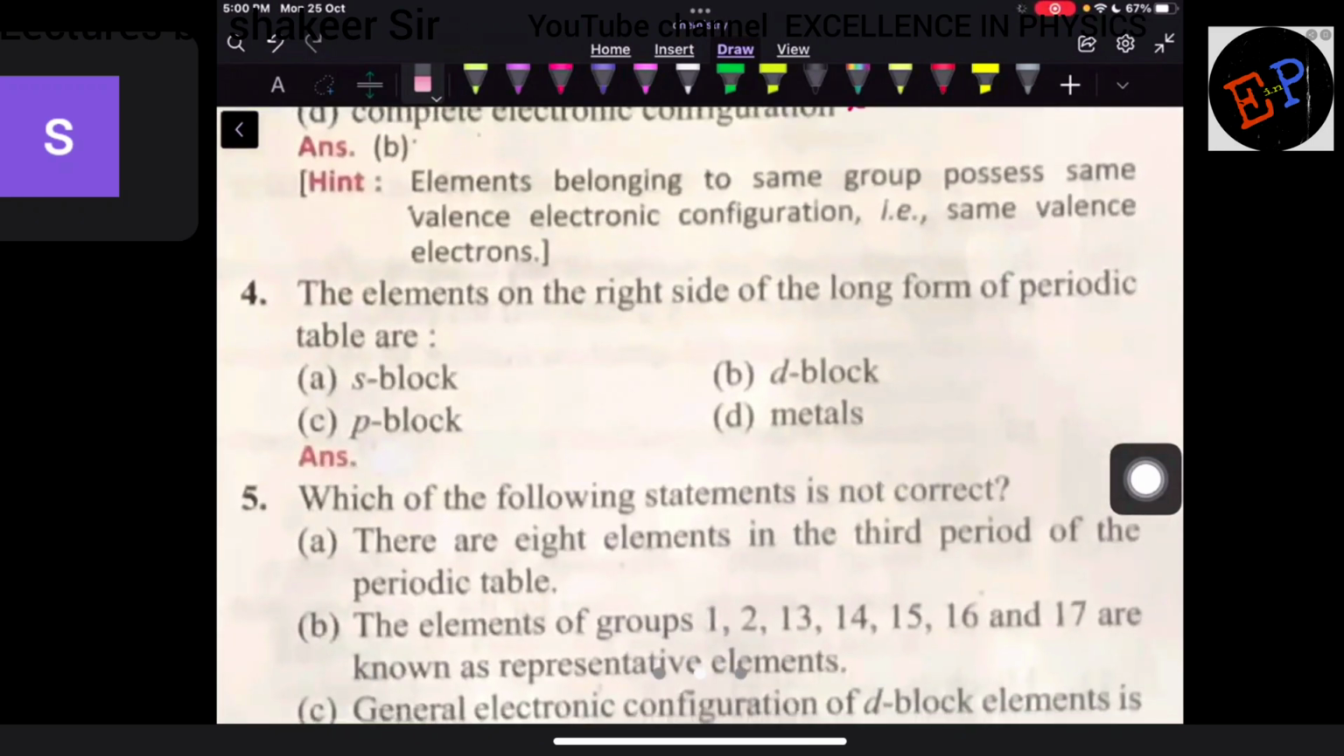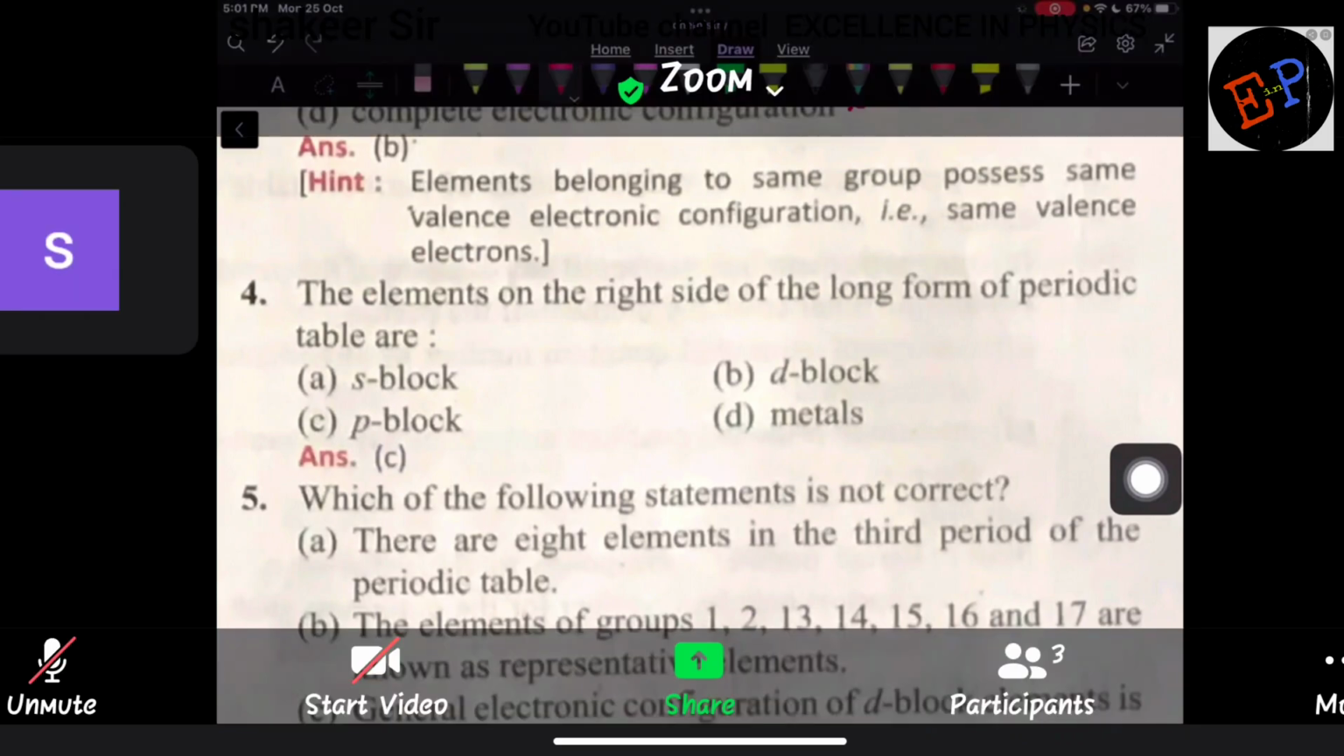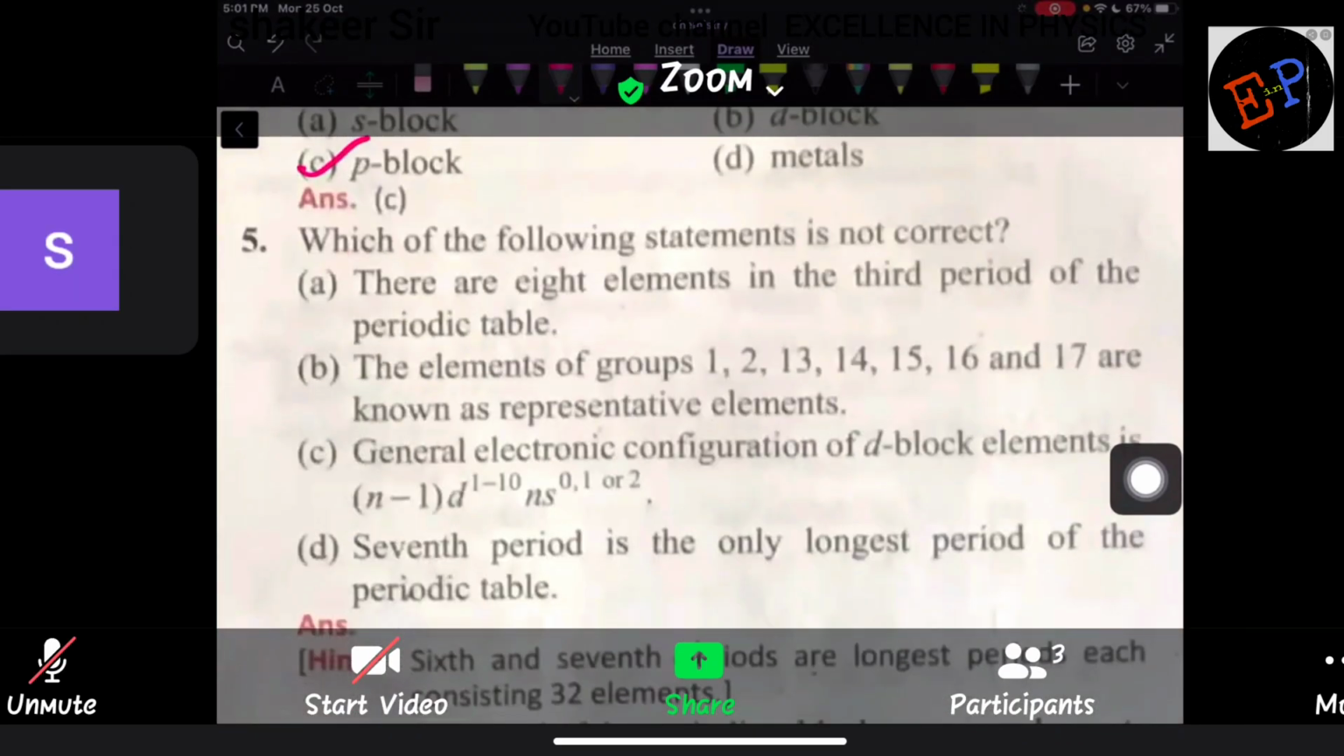The elements on the right side of the periodic table. What are the elements which are present on the right hand side of the periodic table? S block, P block elements. S, P, in the middle we have D, and F block elements are separate. Right side means P block elements. So option C should be our answer. Clear? So next let us see.